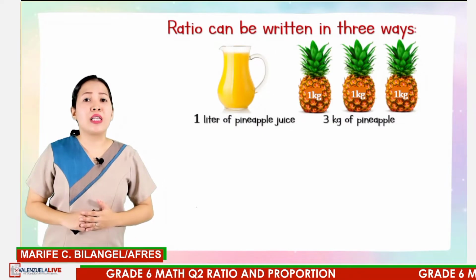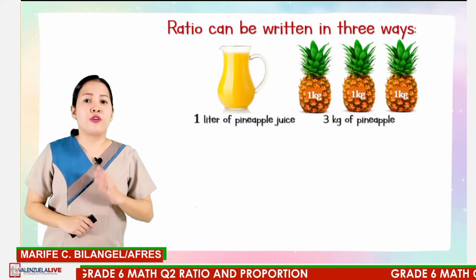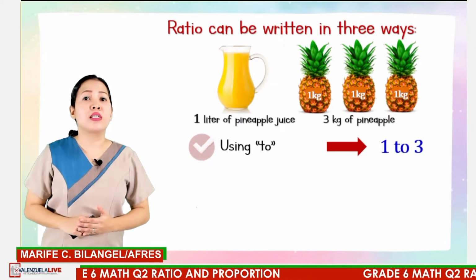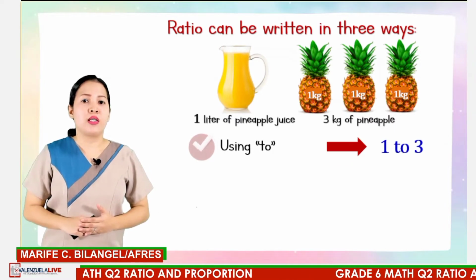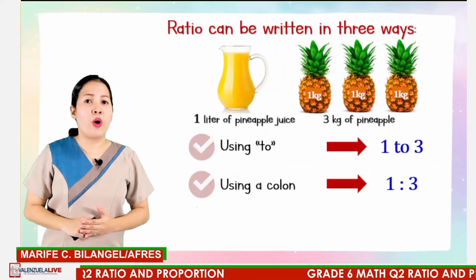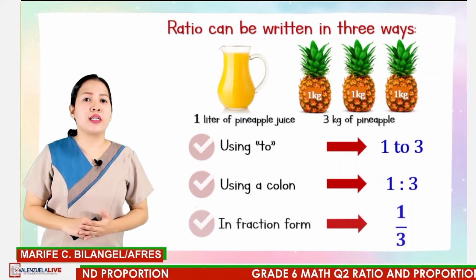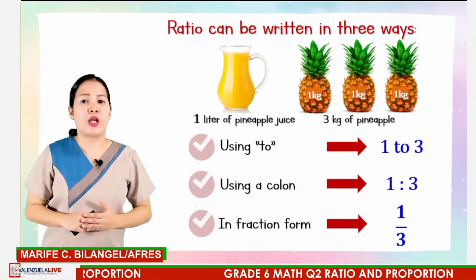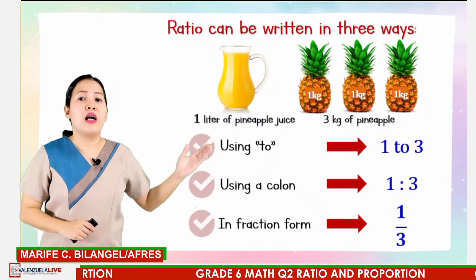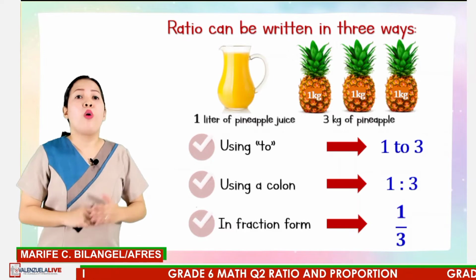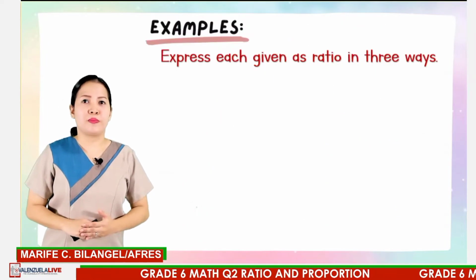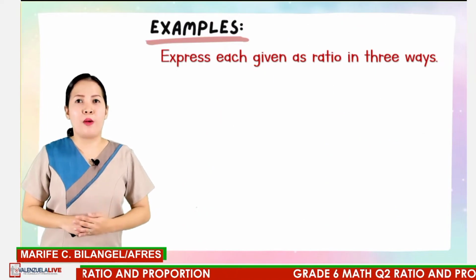Ratio can be written in three ways. The first one is by using the word to. Next, the second one is by using a colon. And the third one is by writing it in fraction form. And these are all read as 1 to 3. Let us have our examples.